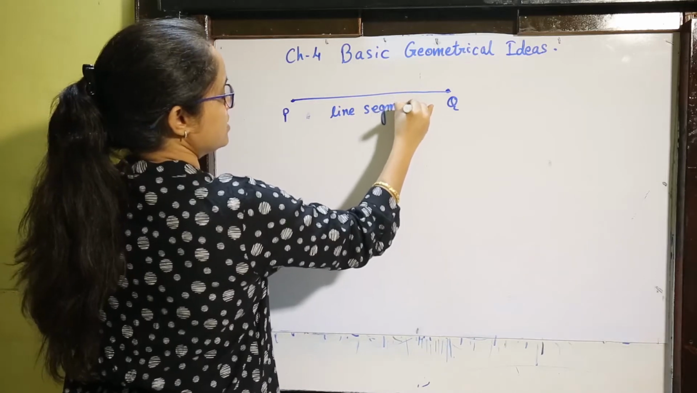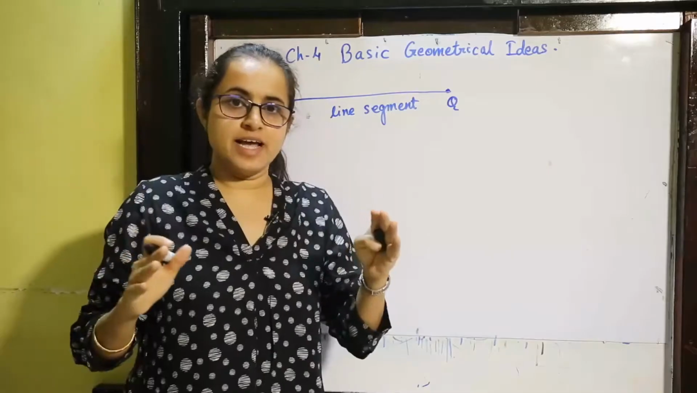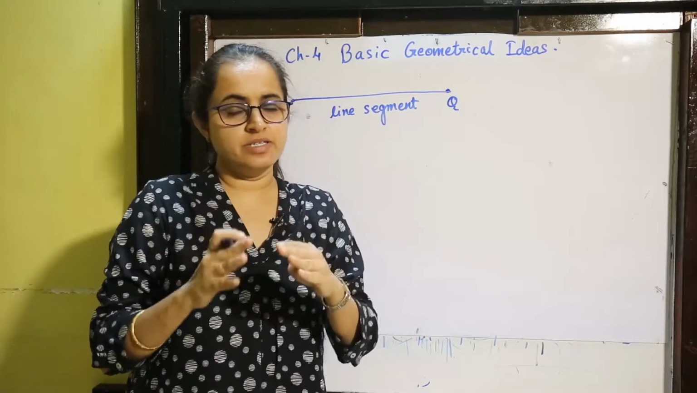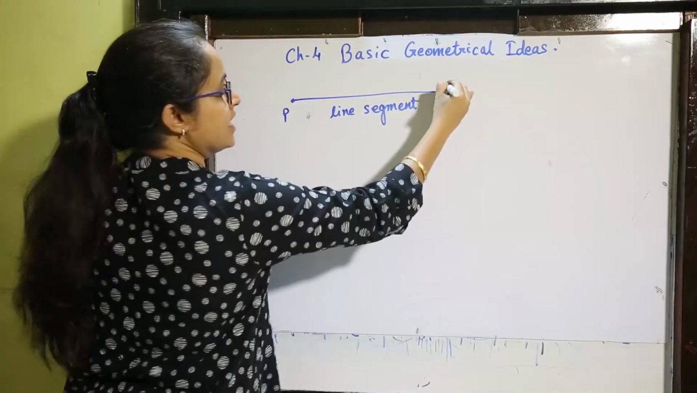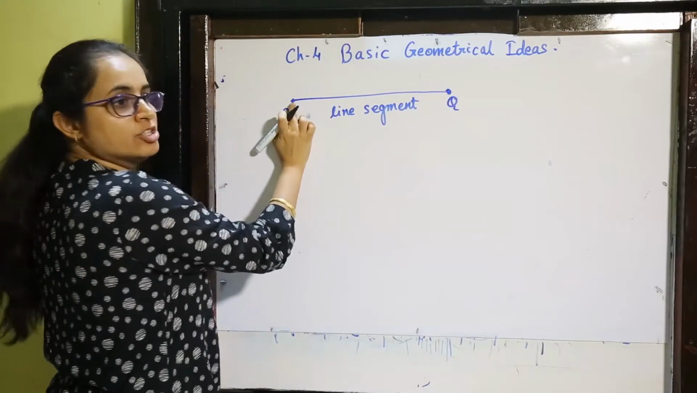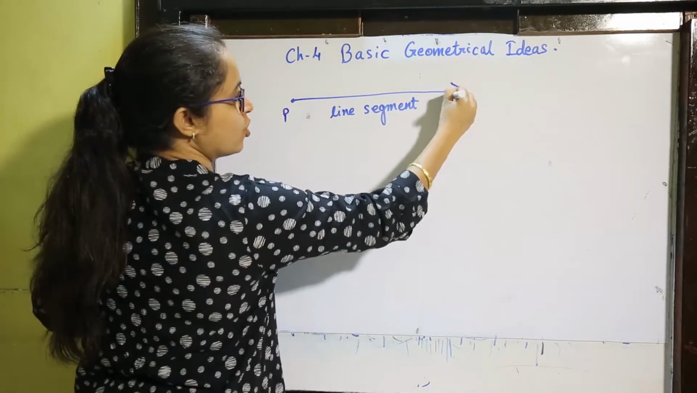Means it is the shortest distance between these 2 points. A line segment is the shortest distance between any 2 points. So whenever you are drawing a line segment, you need to end it with a point. You cannot show the arrow.